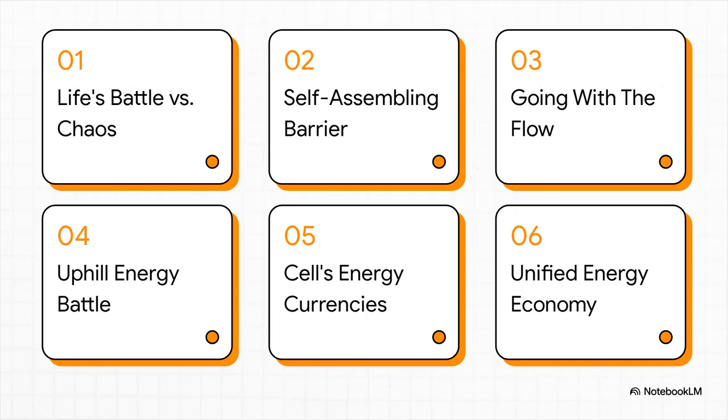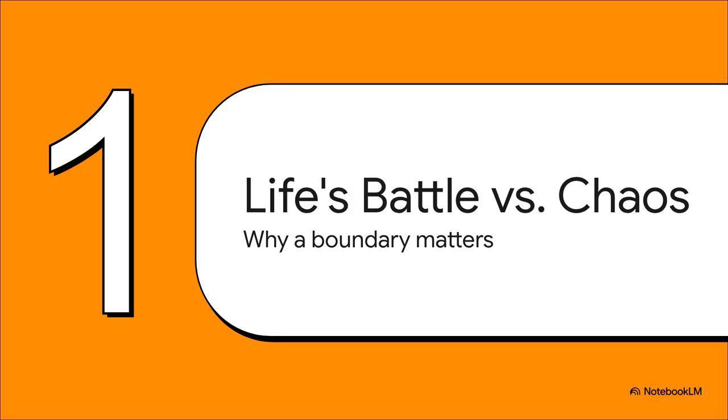Okay, so here's our game plan. First, we're going to talk about why this battle against chaos is so important. Then, we'll see how physics, get this, builds the cell's wall for free. After that, we'll check out the easy and the hard ways to move things across that wall, figure out what kind of money the cell uses to pay for the hard stuff, and finally, tie it all together into one unified energy economy.